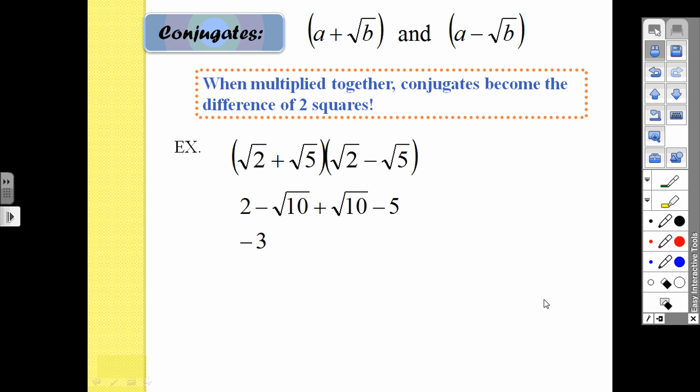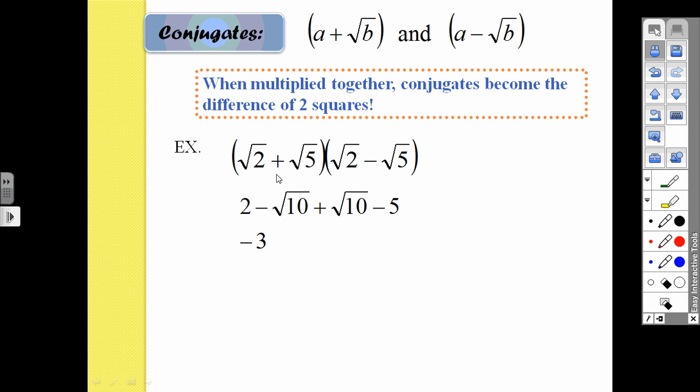Okay, moving on. Conjugates. Conjugates come in pairs. When you look at the conjugates, the only difference between the two is one has a plus sign in between and the other has a minus sign. Otherwise, these two values are the same. The interesting thing is when you multiply the conjugates together, it becomes a difference of two squares.